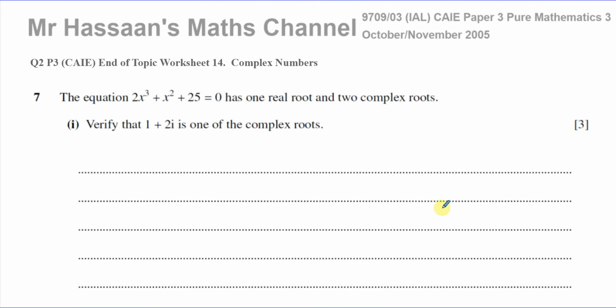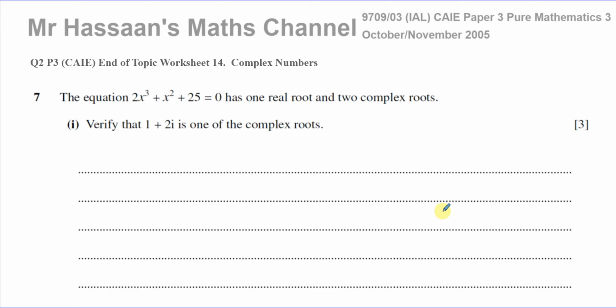I'm now going to answer question number 7 from the October-November 2005 Pure Mathematics P3 paper from the Cambridge 9709 syllabus. This question is also question 2 for my end of topic worksheet number 14 on complex numbers from my P3 collection. The question is about the equation 2x cubed plus x squared plus 25 equals 0, and we're told it has one real root and two complex roots.